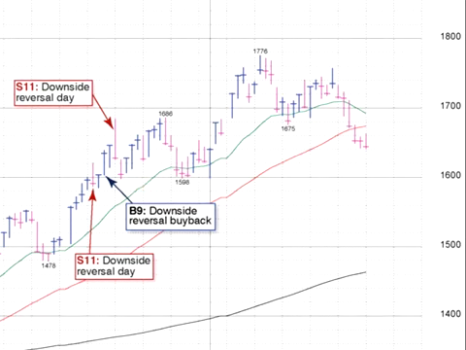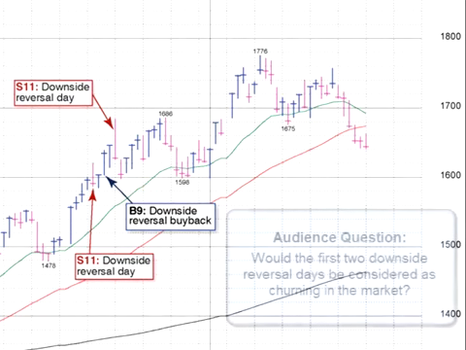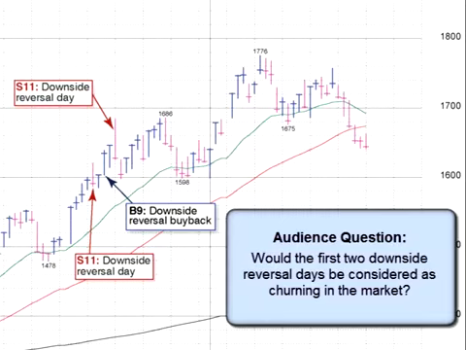Okay, let's move to page 65 and go over a few more of these. Isn't that a lot like Churn? I know it's not Churn, but it felt like Churn. S11, the first one. Then you have a reversal buyback. Then you have another reversal day.